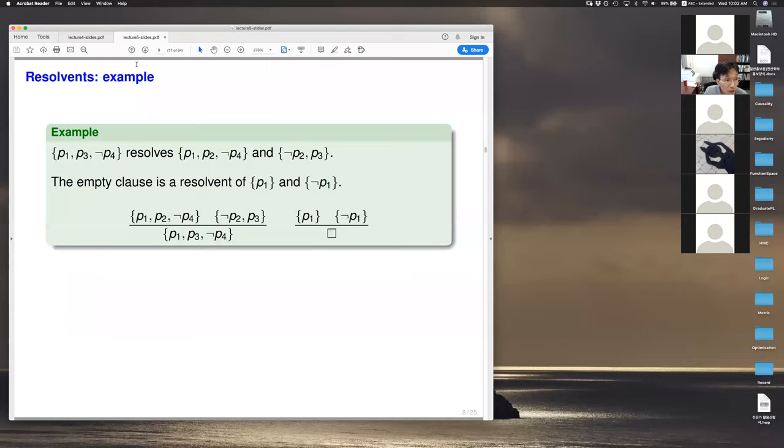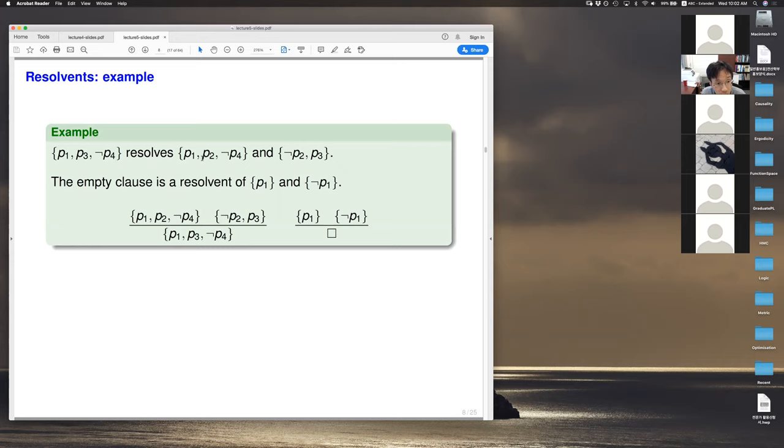So here's an example of a resolvent, and an instance of using this proof rule of the resolution proof system. Suppose we have one clause, P1, P2, and negation of P4, and another clause, negation of P2 and P3. You can see that the literal P2 appears here, and its negated form appears in the other clause. So in this resolution proof system, we can compute a resolvent by canceling this P2 from both sides.